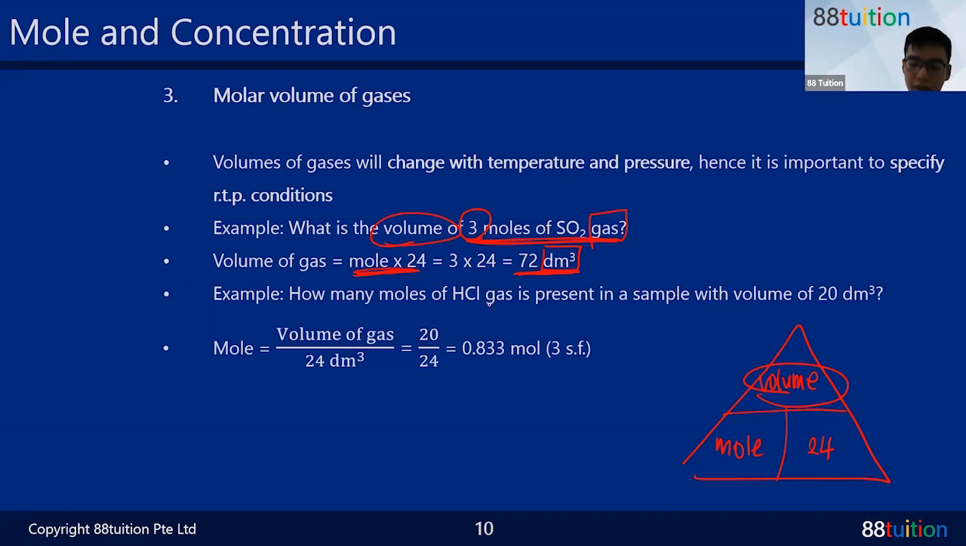How many moles of HCl gas are present in a volume of 20 dm cube? So I have 20 dm cube of this hydrogen chloride gas, and they ask how many moles that is. If I want to find mole, I need to take volume divided by 24 according to the triangle. So I take the volume, 20, divided by 24, and I get the number of moles: 0.833 if I round off to 3 significant figures. This number of moles of HCl will occupy 20 dm cube of volume.